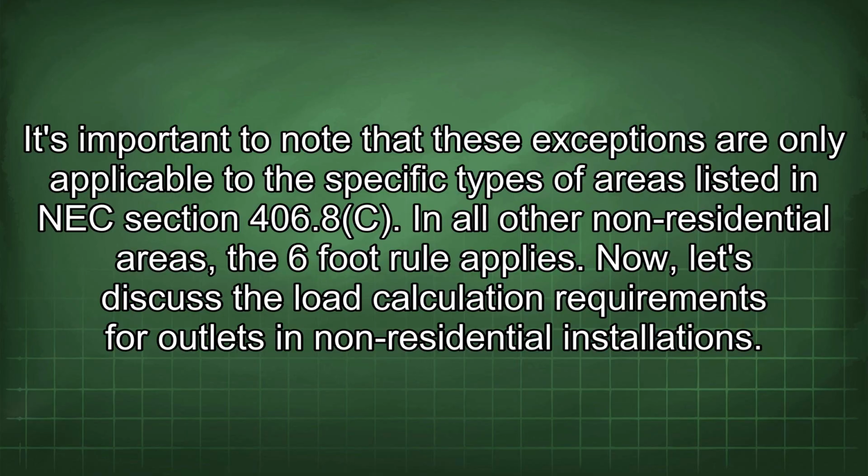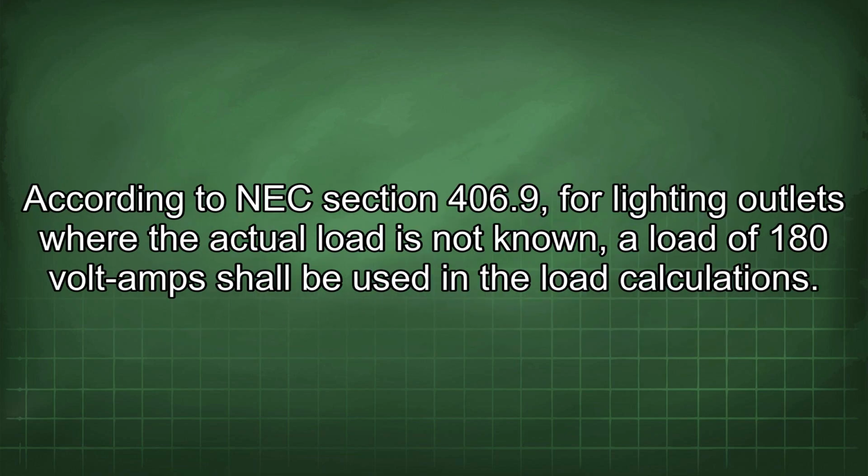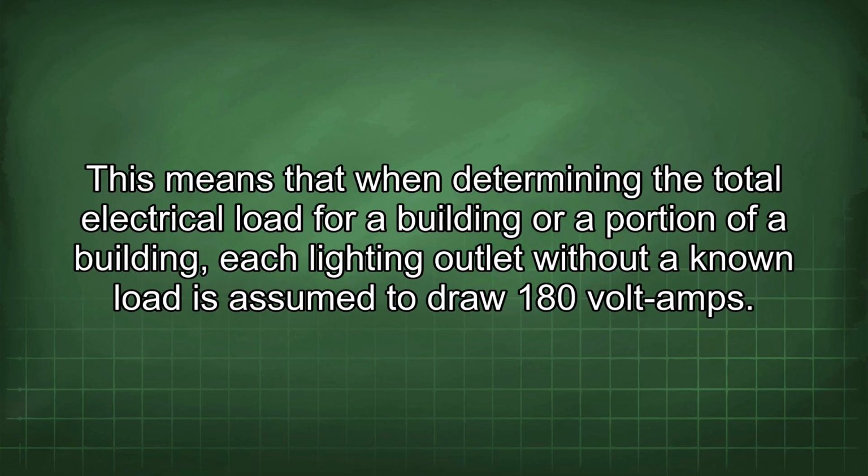Now let's discuss the load calculation requirements for outlets in non-residential installations. According to NEC Section 406.9, for lighting outlets where the actual load is not known, a load of 180 volt amps shall be used in the load calculations. This means that when determining the total electrical load for a building or a portion of a building, each lighting outlet without a known load is assumed to draw 180 volt amps.